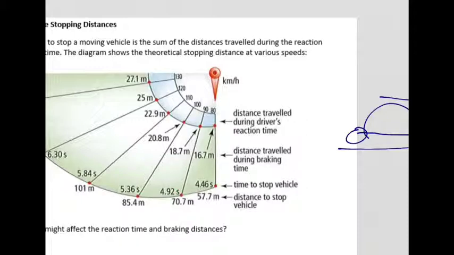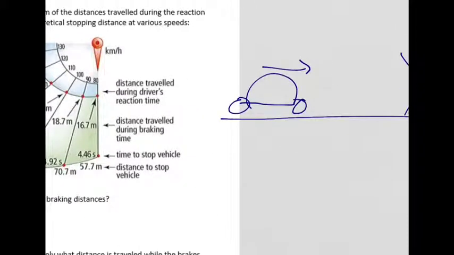Now, the faster you're going, what's going to happen to your reaction time and your braking time? Is it going to increase or decrease the faster you go? So, I'm driving 5 kilometers an hour and I see a deer. How quickly do you think I can stop? Not too quickly because there's that reaction time. If I'm going 5 kilometers an hour, do you know how fast that is? You're barely crawling. Is it going to take me a long time to brake? No. So you'll have a relatively short reaction and braking time.